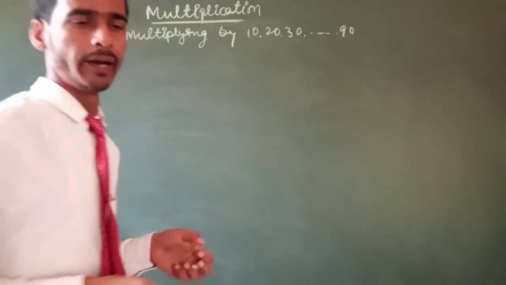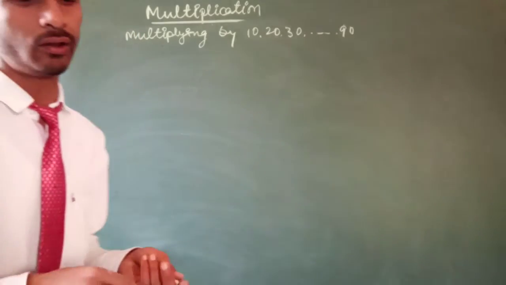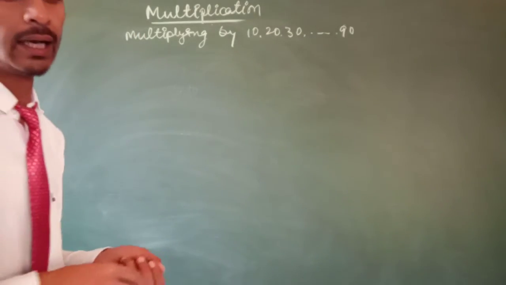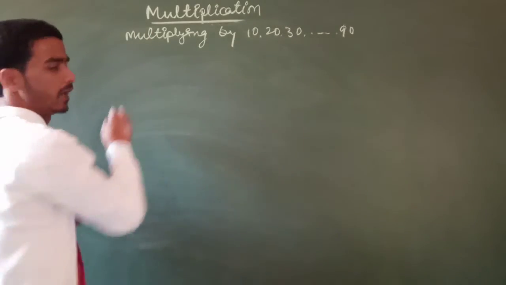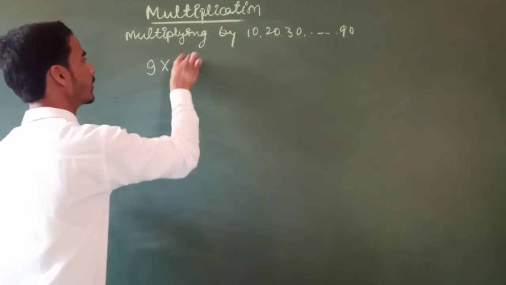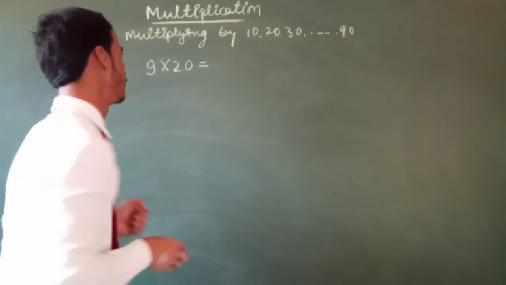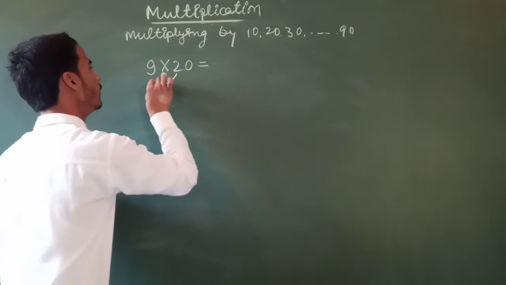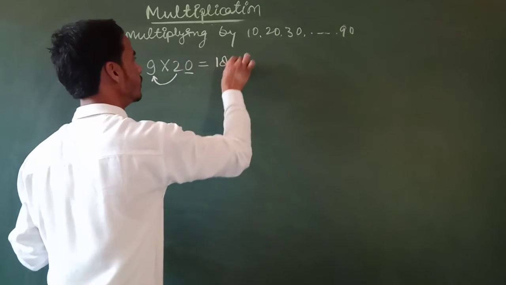Now the next topic is multiplying by 10, 20, 30 and 90. Listen carefully how we can multiply the numbers. When we multiply, for example, the number 9 multiplied by 20, how can we multiply it? Listen carefully. We multiply 2 by 9. 2 nines are 18 and we have to place 1 zero here.